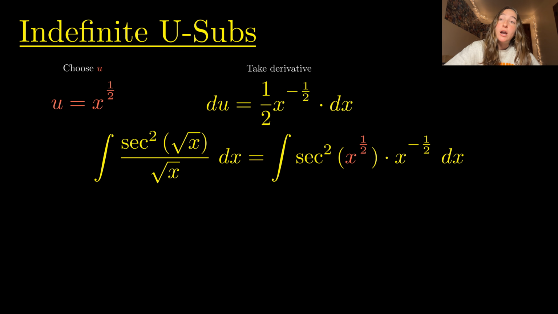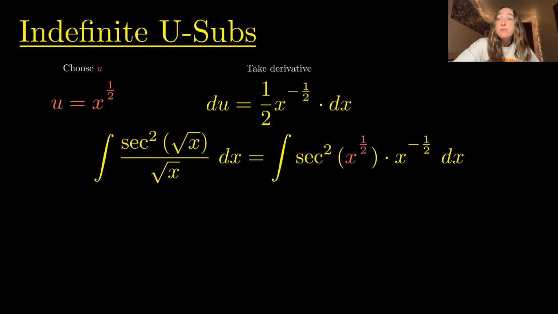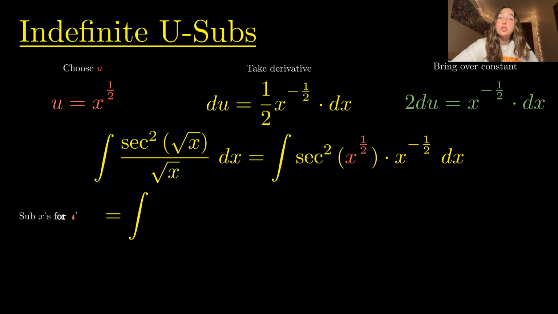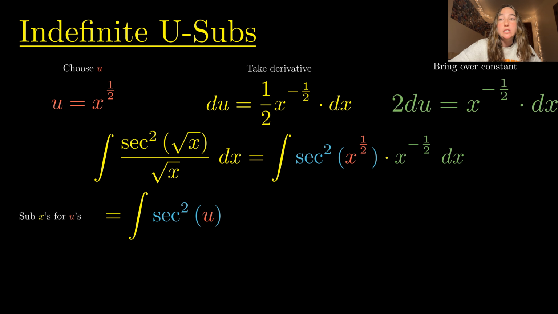And this time, to isolate our x's, we'll have to bring over this constant as 1/2. So unlike all of our other questions, we'll lose a fraction, and 2 du will be x to the negative 1/2 times dx. Changing all of our x's into u's one final time, our secant squared will remain, but instead of x to the 1/2, we will put u within secant squared. So we'll have secant squared of u, and we found earlier that the remaining x's of x to the negative 1/2 power times dx exactly equal 2 du. So we will replace all of the x to the negative 1/2 power times dx with 2 du.